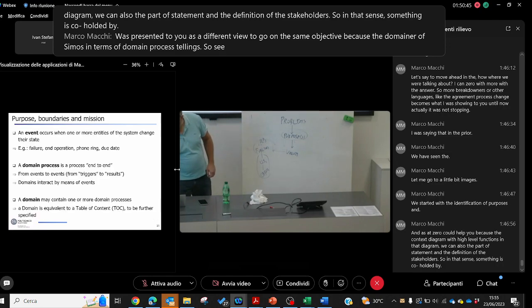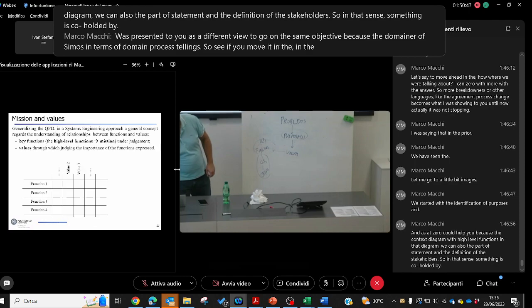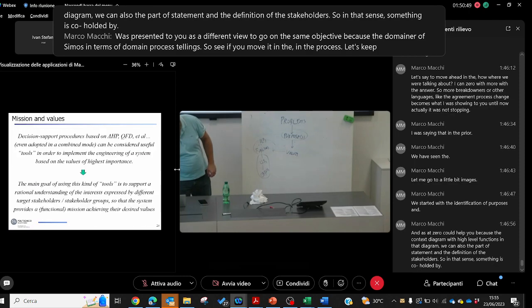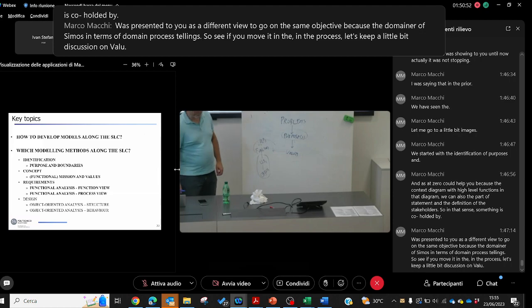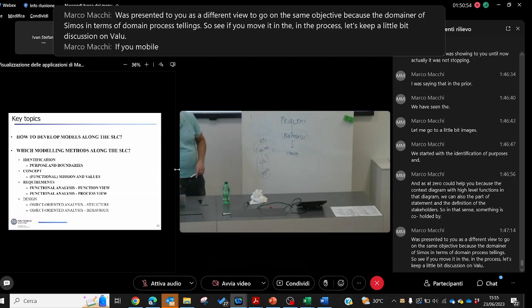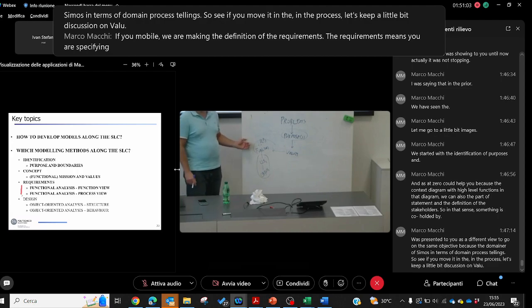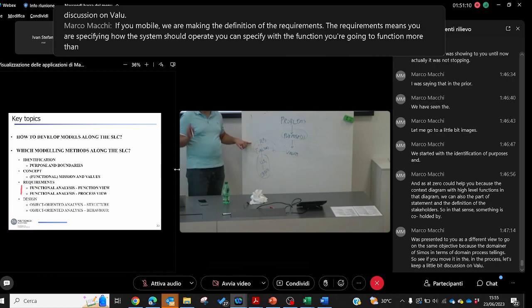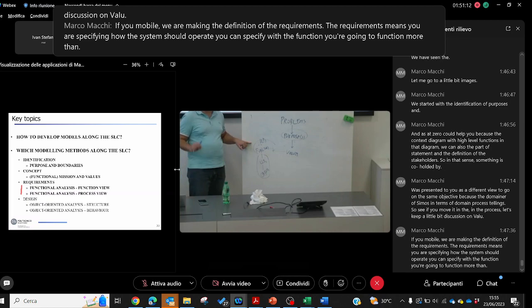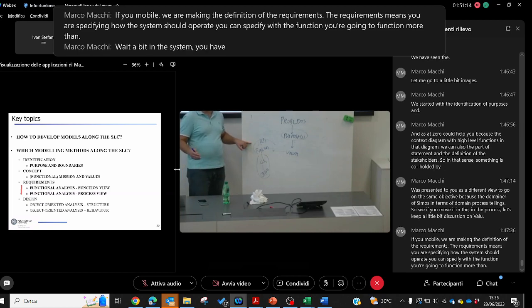If you move ahead in the process, let's keep a little bit the discussion on value and so on. If you move ahead, we are having the definition of the requirements. The requirements means you are specifying how the system should operate. You can specify with a function. You have a functional modeling in terms of way to look at the system. You can specify in terms of processes if you are driven by events.